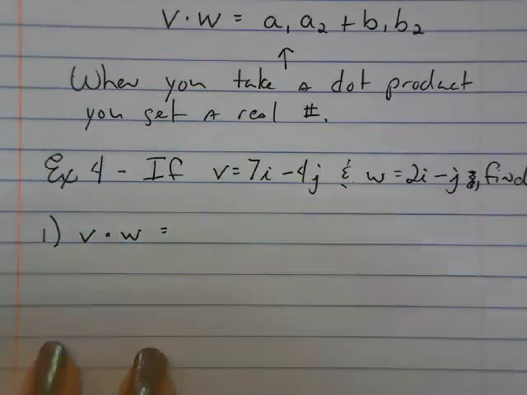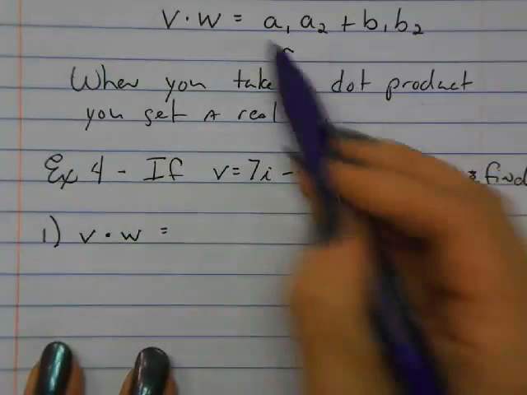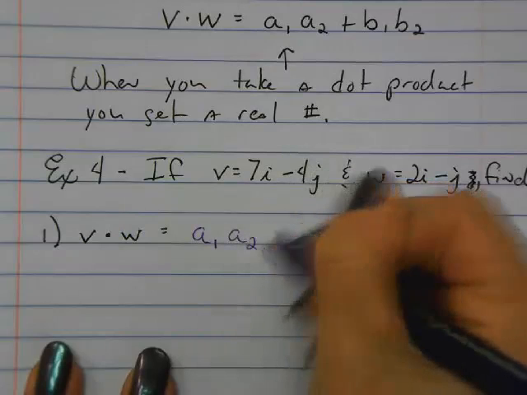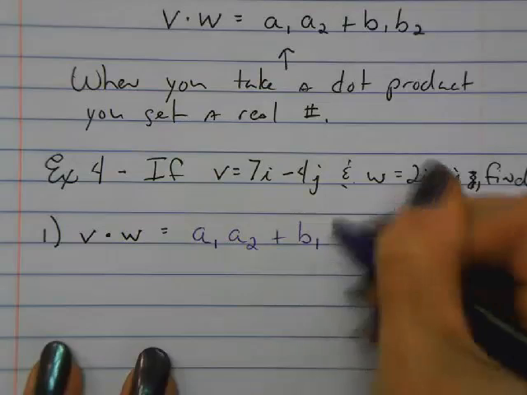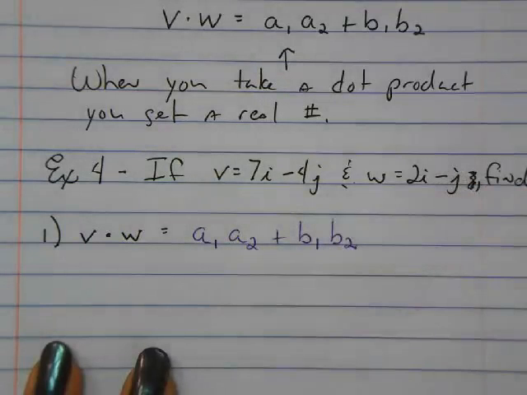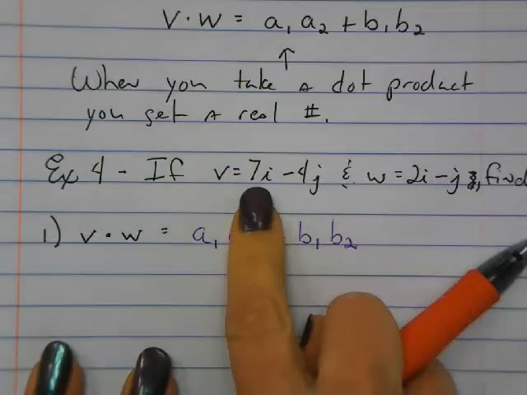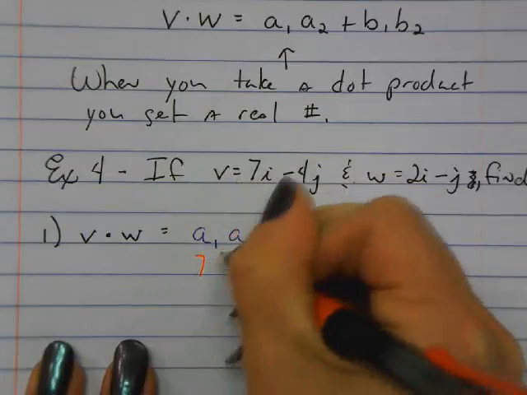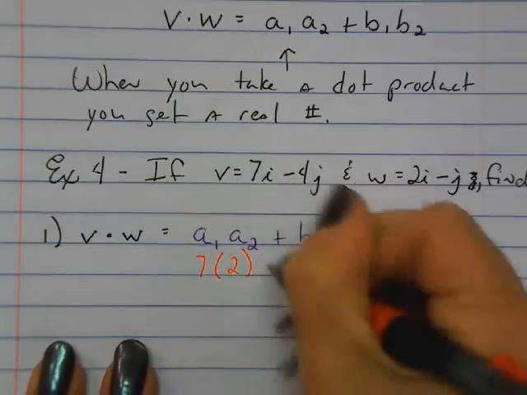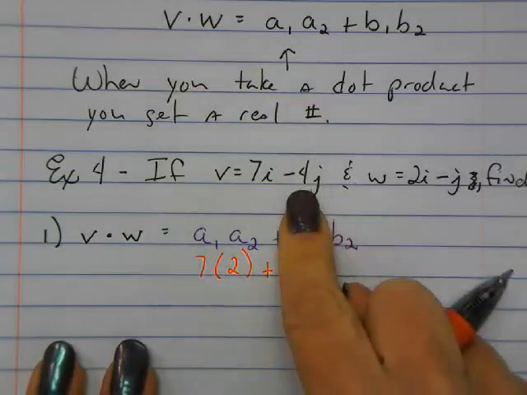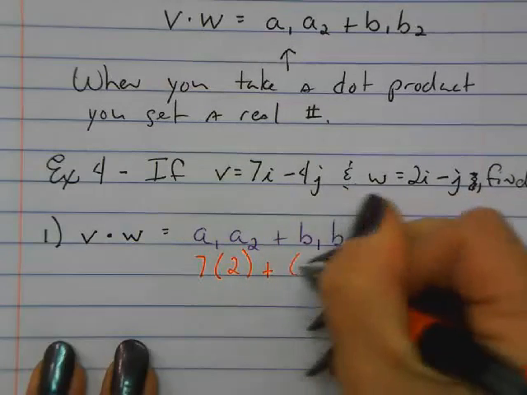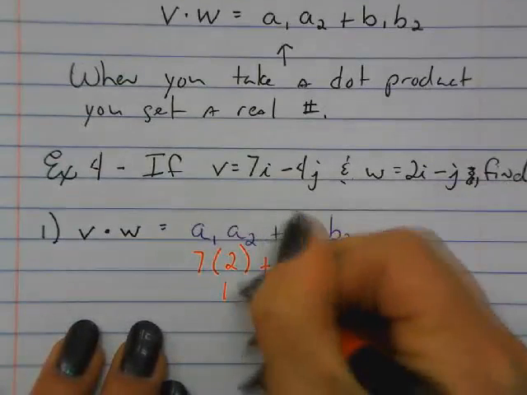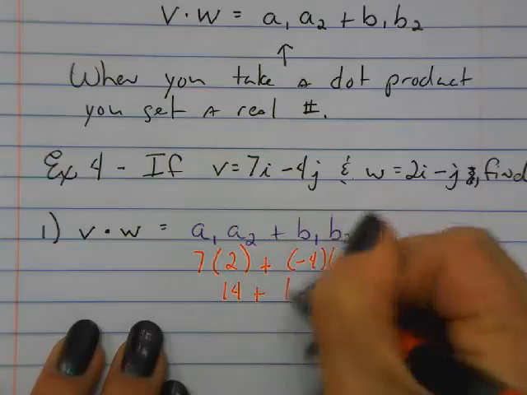So my formula is right here: a sub 1 times a sub 2 plus b sub 1, b sub 2. This is a1, this is a2. So it will be 7 times 2 plus negative 4 times negative 1. So I get 14 plus 4, and I get 18.